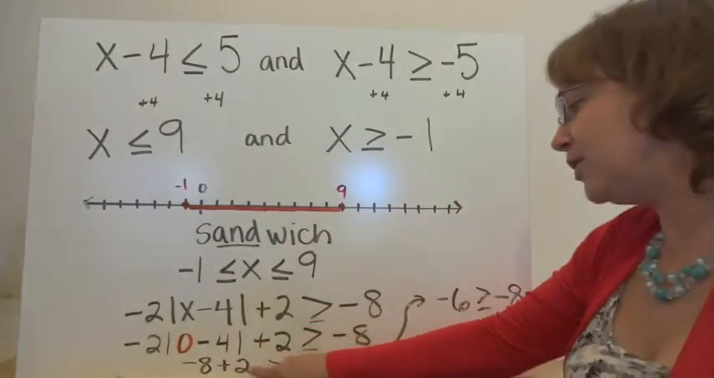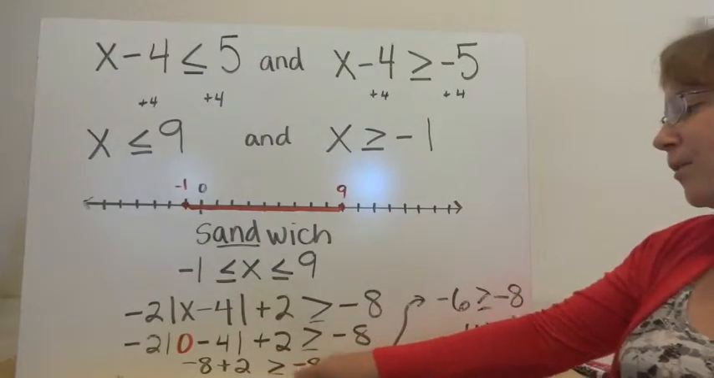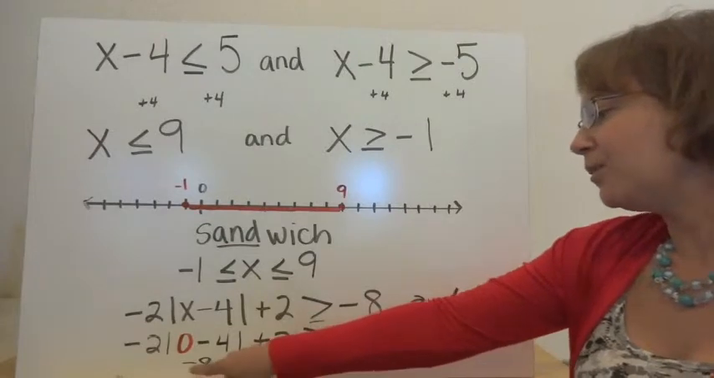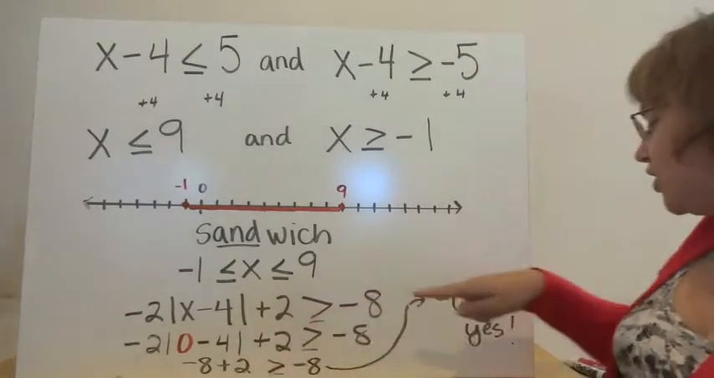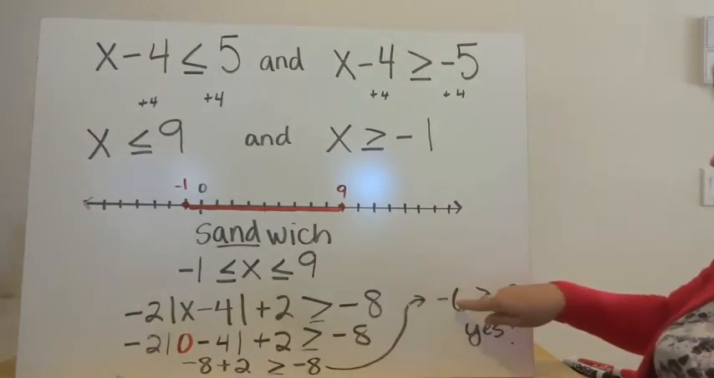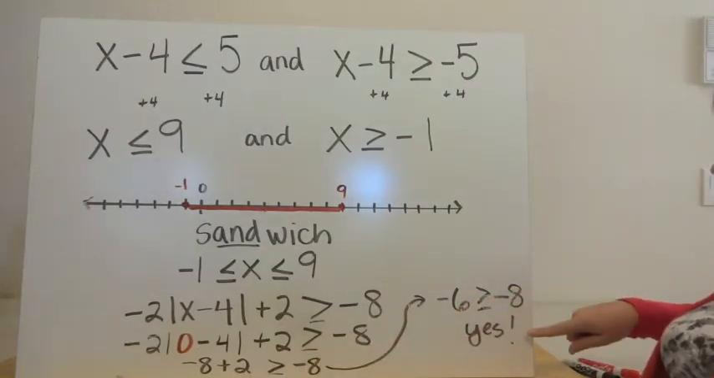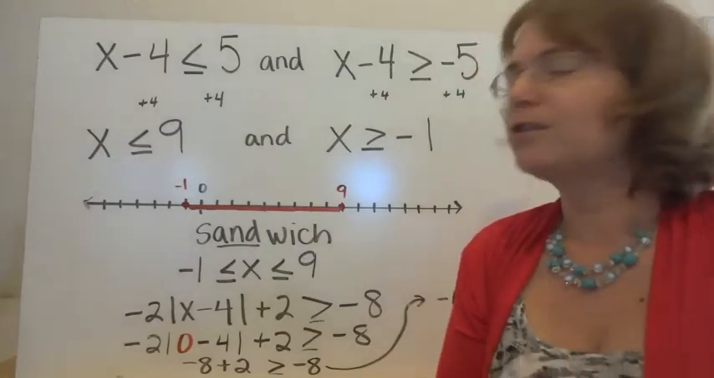And I still have this plus 2 here. That's greater than or equal to negative 8. So then when we do the calculation, we have negative 8 plus 2, which gives me a negative 6. And negative 6 is greater than or equal to negative 8. So yes, my check worked for this one.